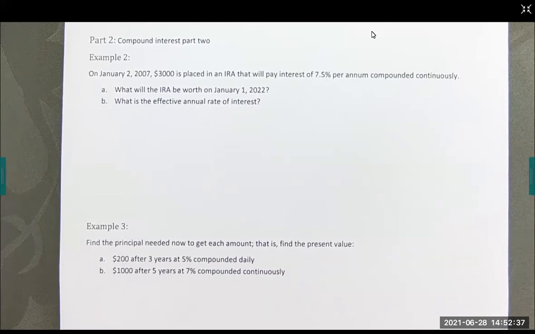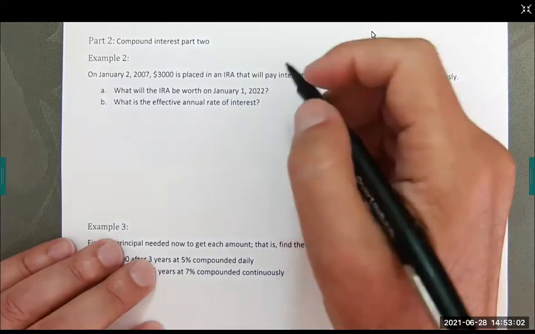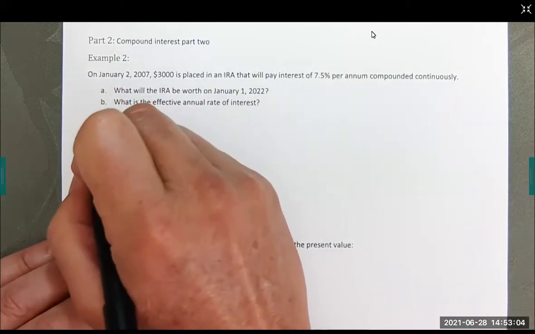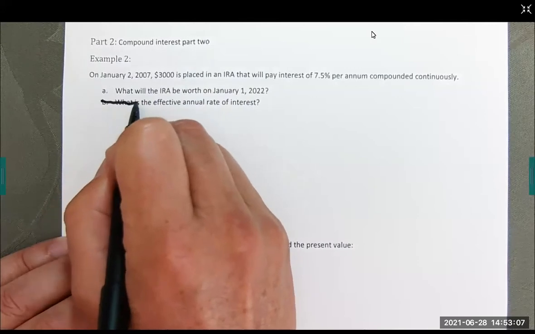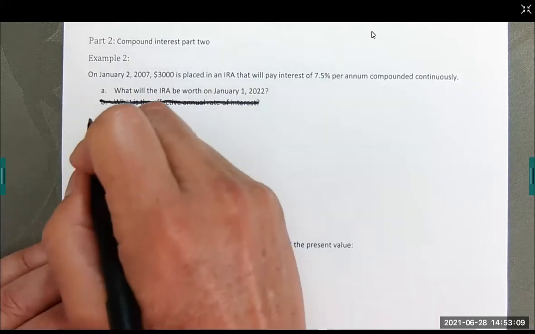All right, compound interest part 2. Sounds very dramatic. On January 2nd, 2007, $3,000 was placed in an IRA that will pay an interest of 7.5% per annum, compounded continuously. All right, so part A and part B I have removed. So what will we do?